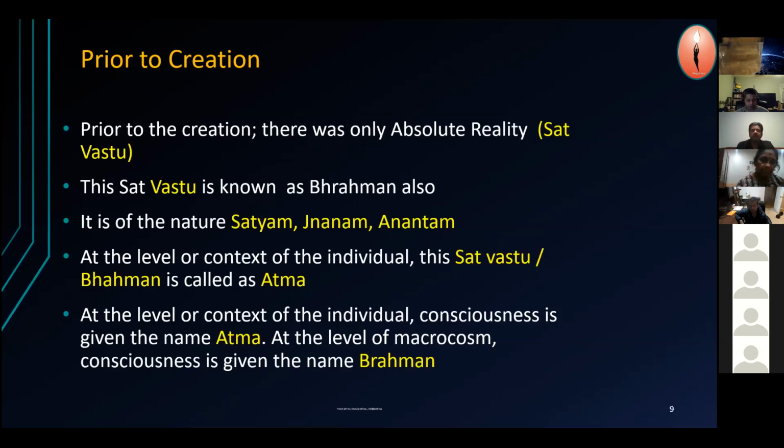Satyam, Jnanam, Anantam. So the word Anantam indicates that it is infinity. That is beautifully defined in the Upanishad. 3 conditions are given. One is Desha Parichinna. The second is Kala Parichinna. And the third is Vastu Parichinna. So that which is not conditioned by space, that which is not conditioned by time, and that which is not conditioned by being an object. This is the nature of the absolute reality.